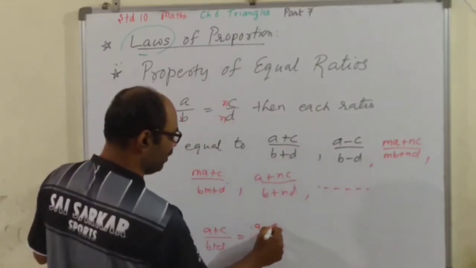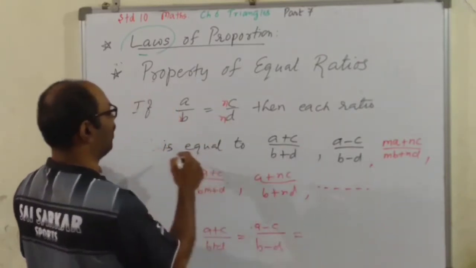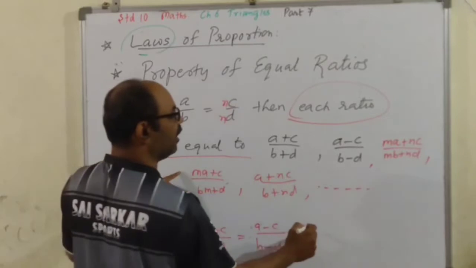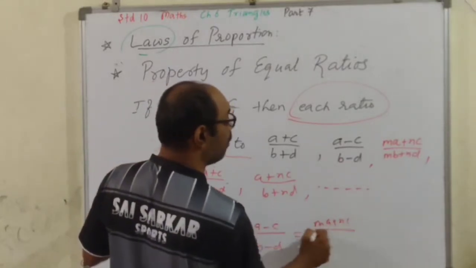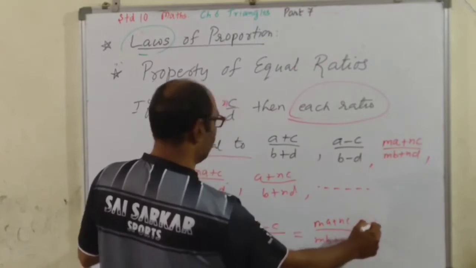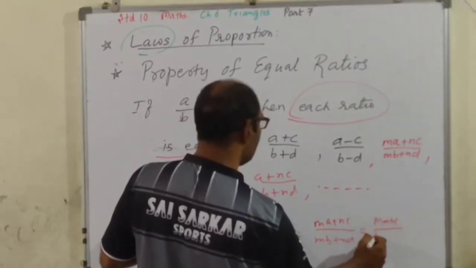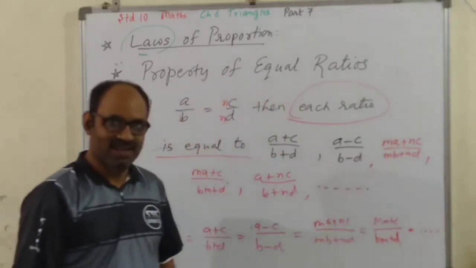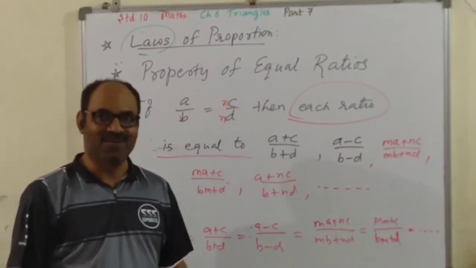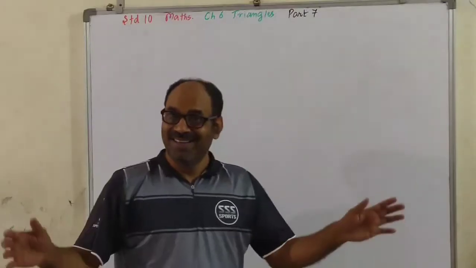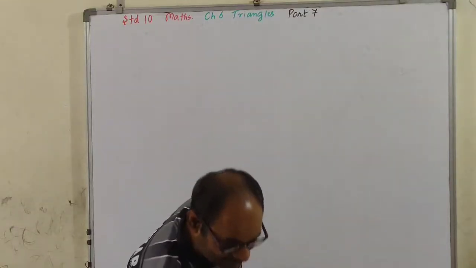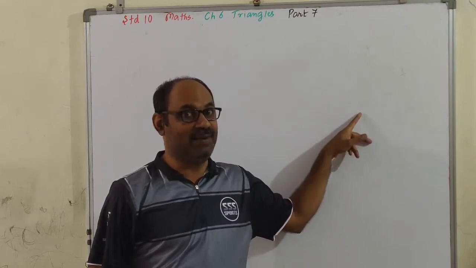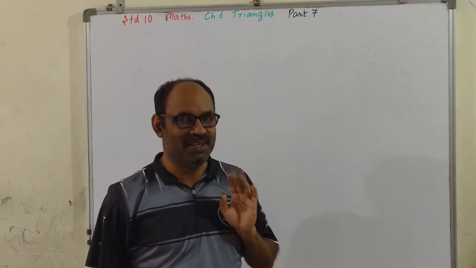Now next one is (A − C)/(B − D). That is equal. That's why we have written each ratio is equal to. So they are all equal. That is equal to (MA + NC)/(MB + ND), which is equal to (MA + C)/(BM + D). Ultimately you get infinity. So this is by the property of equal ratios. I hope you understood. Alright, fine. Let's recall those two steps which you found difficult yesterday; today you will find it a little bit easier.